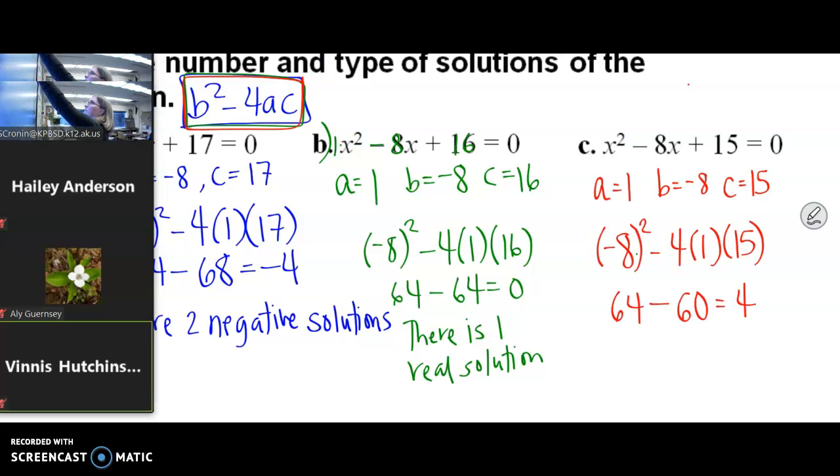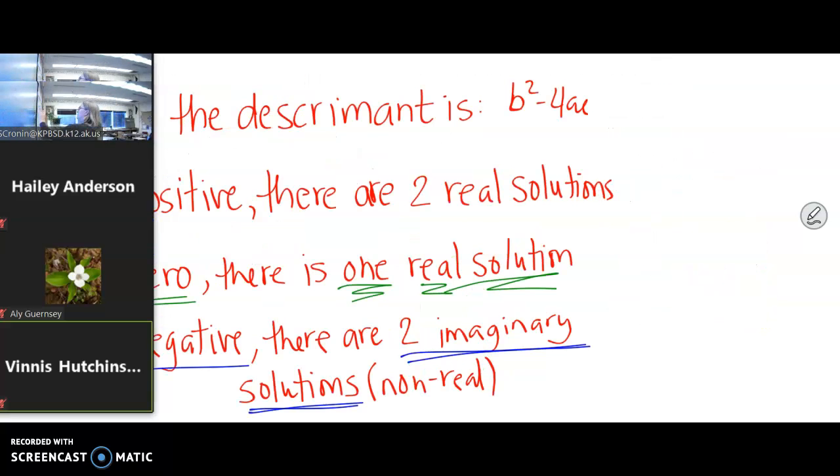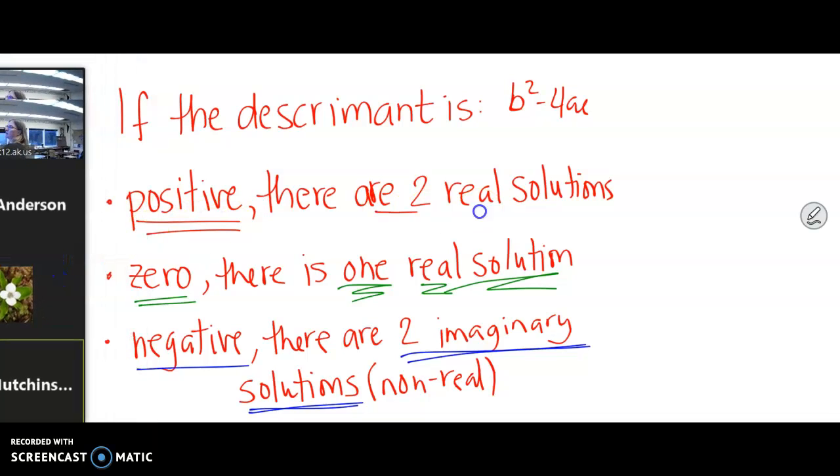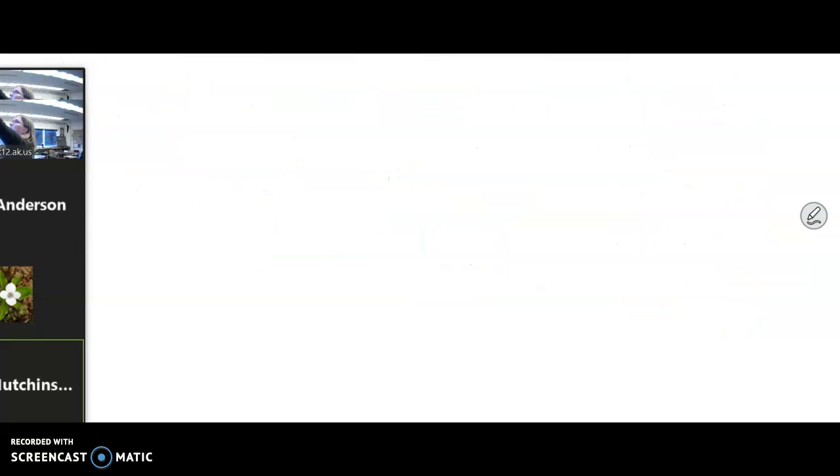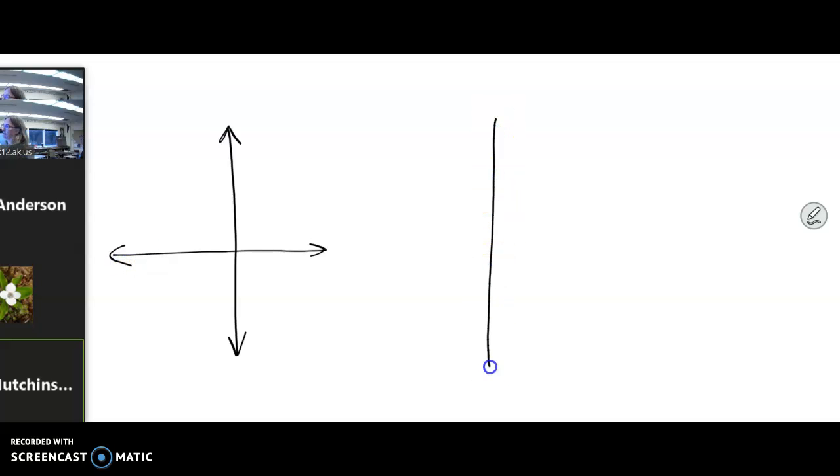Okay, you should have come up with 4 for your answer, which means that you have a positive number. So when it's positive, there are 2 real solutions. So for this part, there are 2 real solutions. Alright, so let's just really quickly look at why there's sometimes 2 real solutions, 2 imaginary solutions, or 1 real solution.